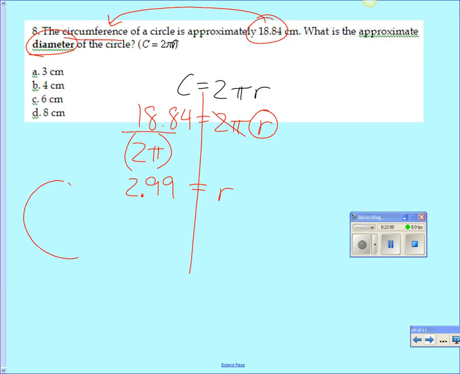It's asking for the diameter. So if I draw my circle, the radius is 3. The radius is 3. Diameter goes all the way across. If this is 3, how much is this side? 3. So what's 3 plus 3? C.